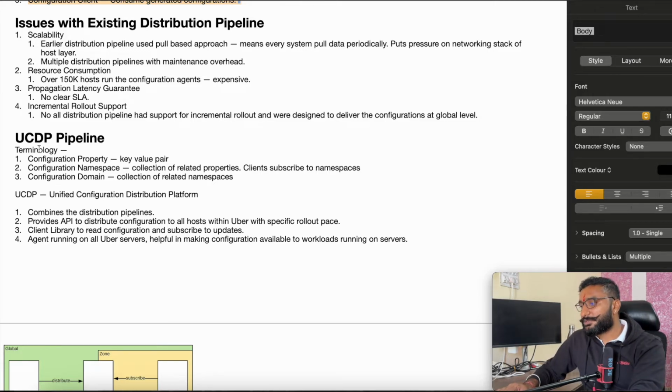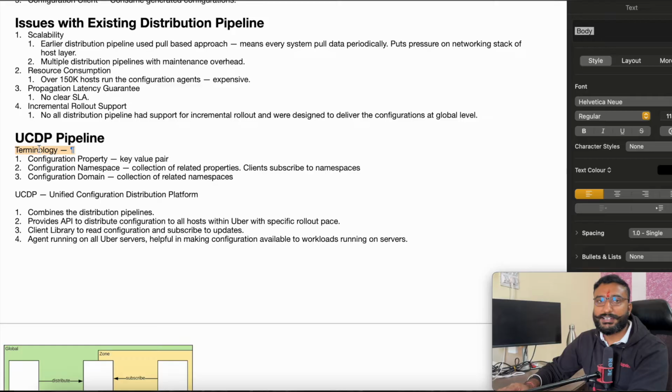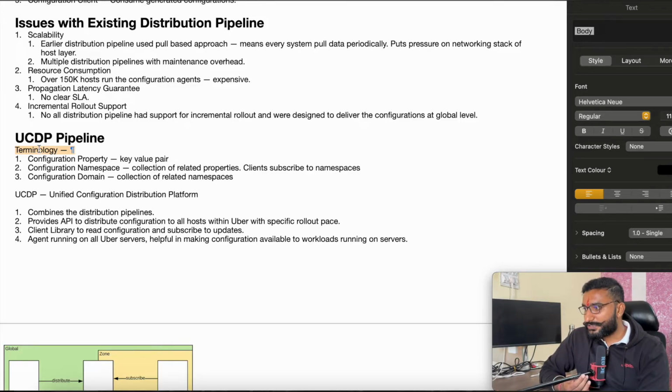Before moving to the architecture, there are a few terminologies you should understand which are specific to this architecture. First one is the configuration property. A property, as we discussed in the Flipr architecture, is a simple key-value pair.